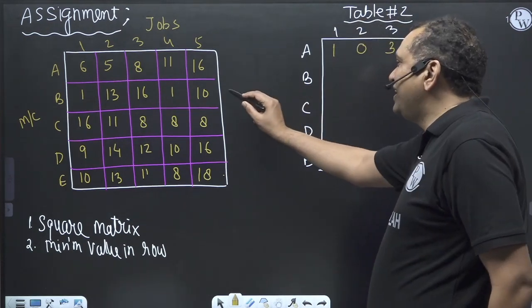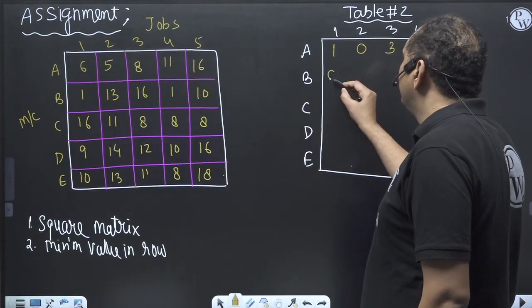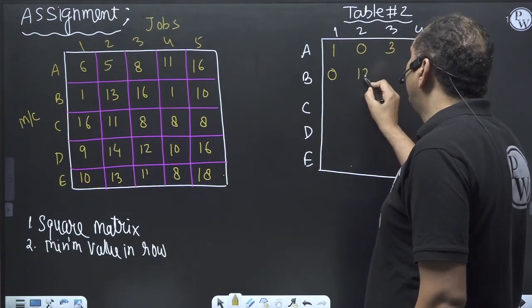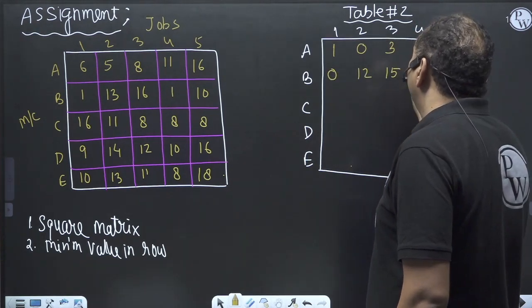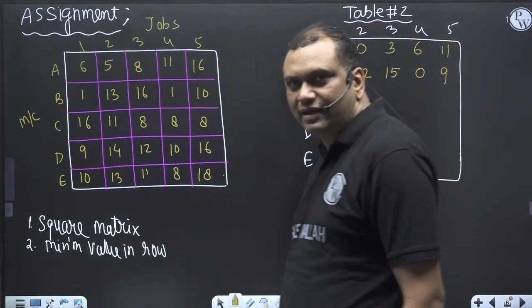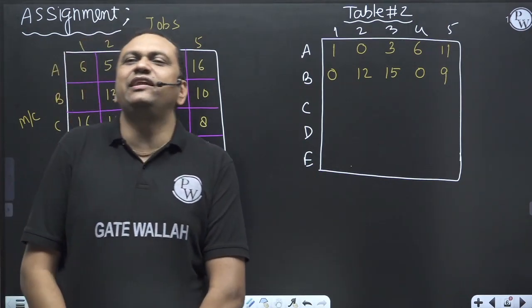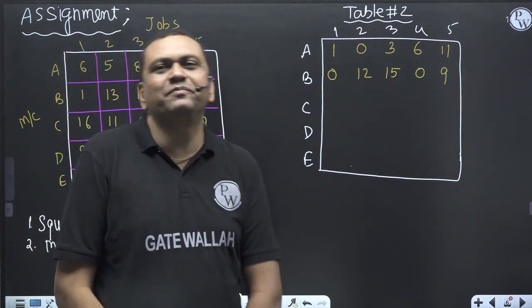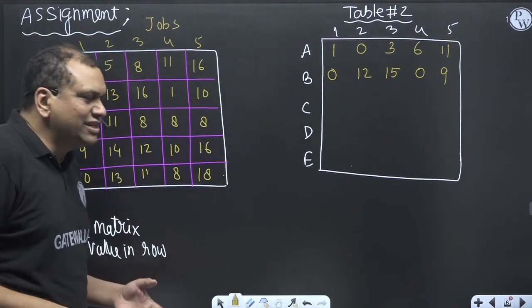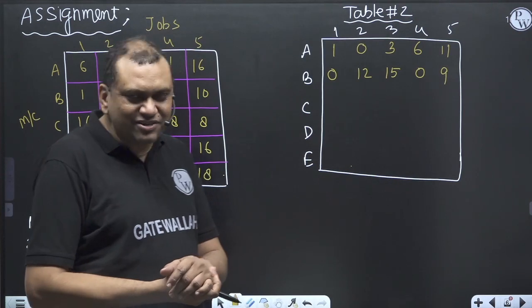So now subtract 1 from each and every element of row 2. 0, 12, 15, 0, and 9. Correct? Once again, assignment and sequencing, these are basically one of the easiest problems in industrial engineering. Just see the procedure. No, variety is not possible here.